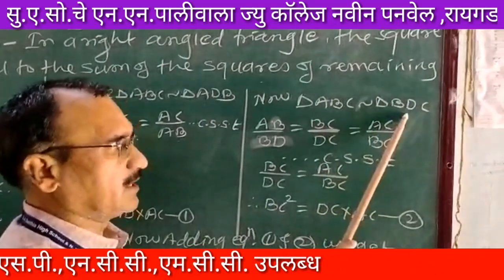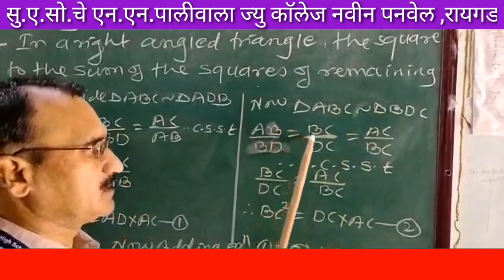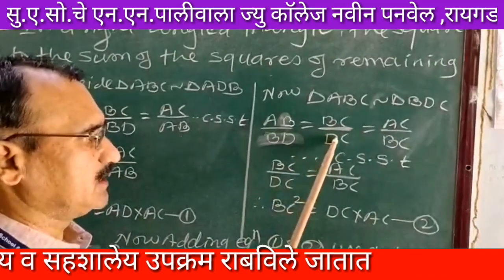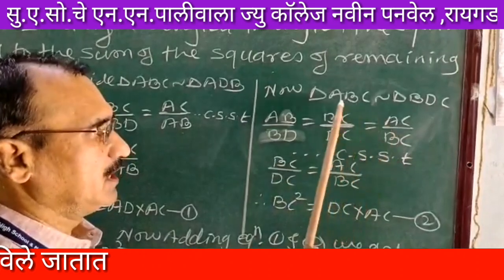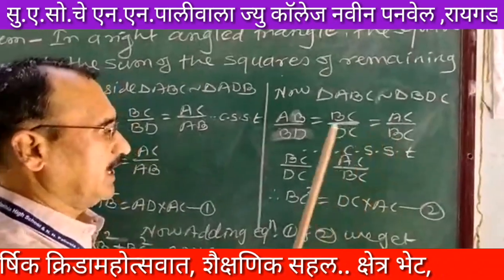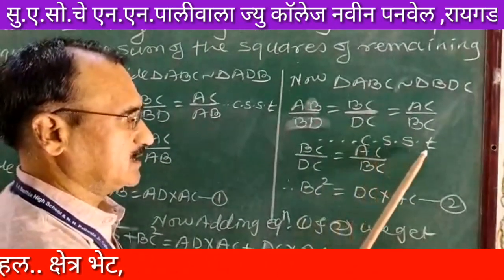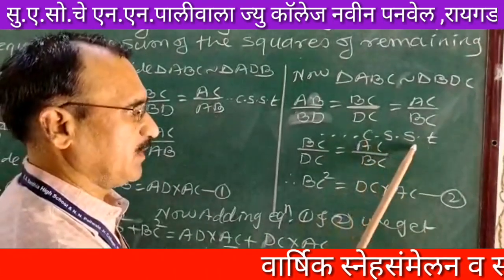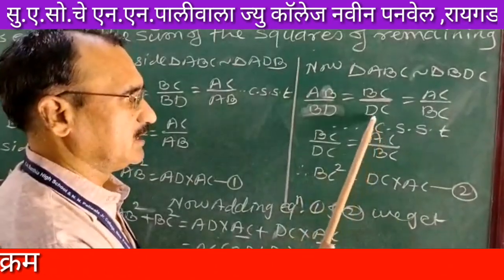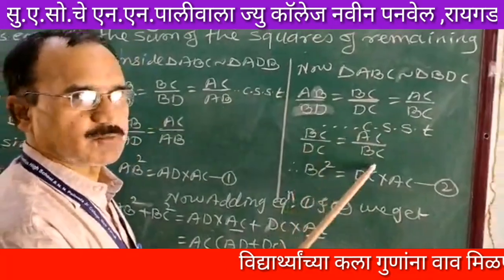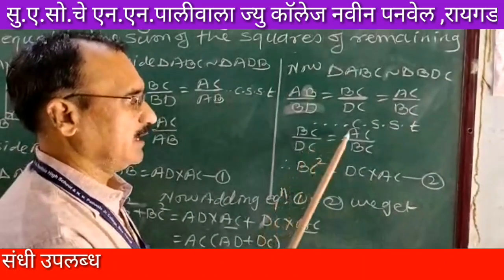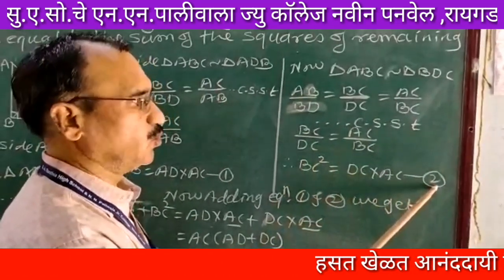Now consider the second pair of similar triangles, triangle ABC similar to triangle BDC. Again, according to this one-to-one correspondence, we can write the ratios of these triangles: AB upon BD is equal to BC upon DC is equal to AC upon BC. Again, we are going to take only these two ratios, and the reason is CSST, corresponding sides of similar triangles. BC upon DC is equal to AC upon BC. Again cross multiplication: BC into BC is BC square is equal to DC into AC. This is equation number 2.